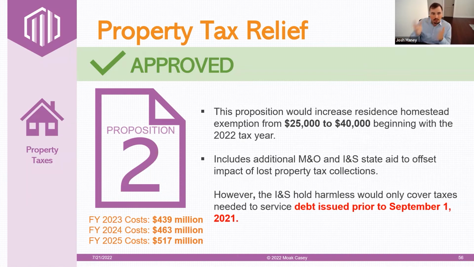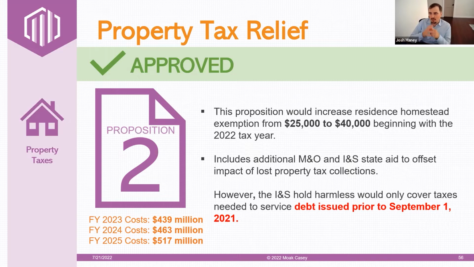We're all very familiar with Prop 2 now. This was the other statewide proposition that was on the ballot related to property taxes back in May, and this also passed. It increased the resident homestead exemption from 25K to 40K. And that does go into effect this year. Okay, it also includes a hold harmless. However, on the I&S side, that hold harmless only covers debt that was issued prior to September 1, 2021. So all of those bonds that were passed in May would not be covered under this I&S hold harmless.